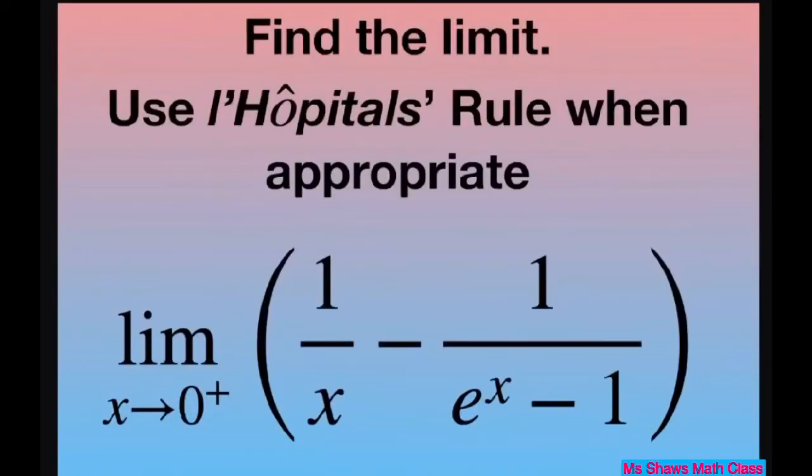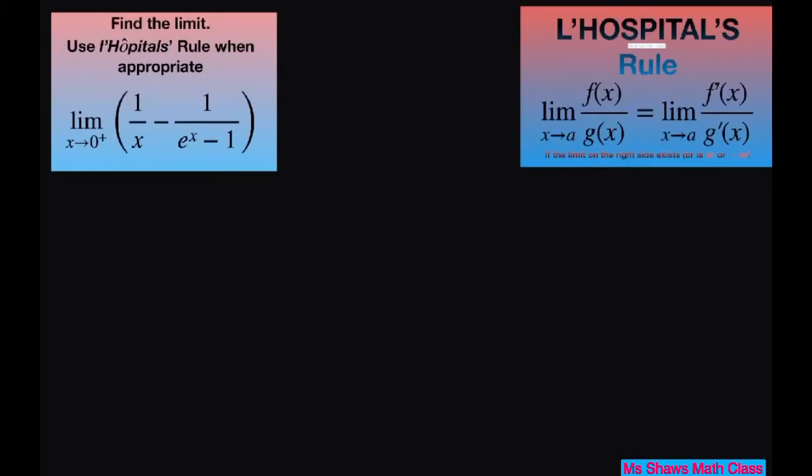Everyone, we're going to find the limit using L'Hopital's rule. So we have the limit as x approaches 0 from the right of 1 divided by x minus 1 divided by e to the power of x minus 1. If we look at the form it has, if you plug in a 0 here, take the limit of this first piece, that's going to be infinity. And then if you do this one, you're going to get negative infinity.